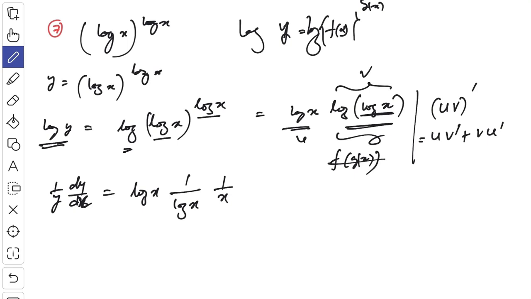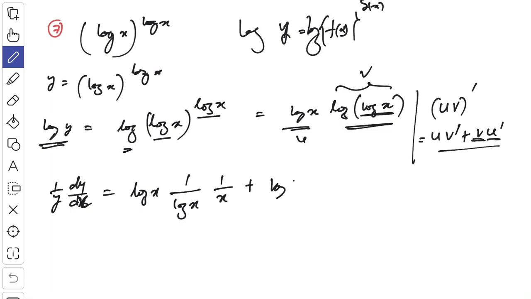So now you see, you can consider this as log of f of x. This part you can consider this way. So then we have got this. Now if you use the product rule here, then we should get again v times the derivative of u.